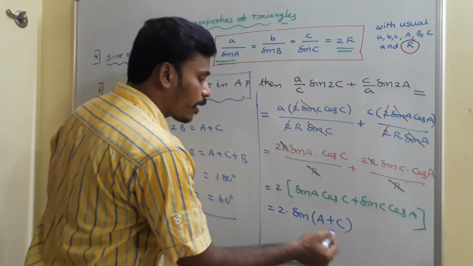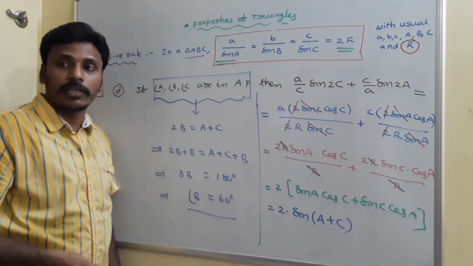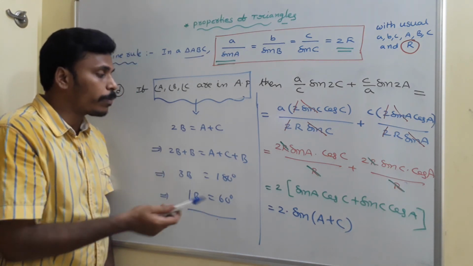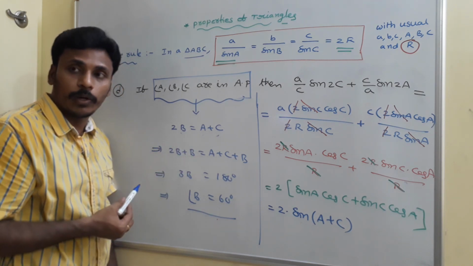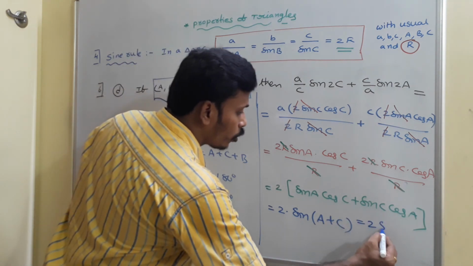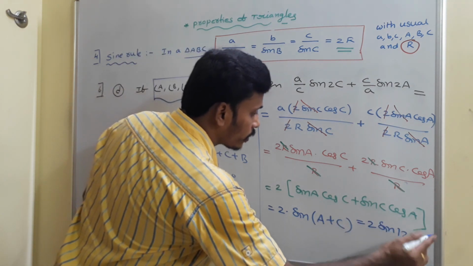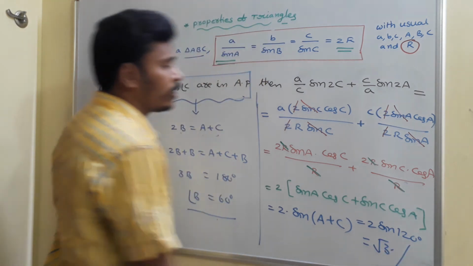And now what do you think about A plus C? Since the angles are in AP, angle B is 60 degrees. We know that A plus B plus C is 180. Since angle B is 60, A plus C is 120. So replace A plus C with 120. You get 2 sin 120 degrees. And we know that sin 120 is root 3 by 2. At the end your answer is root 3.